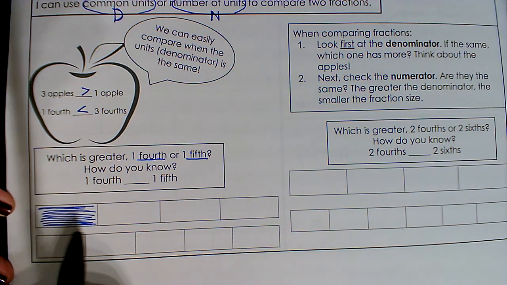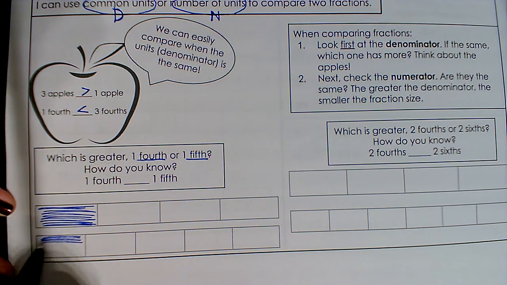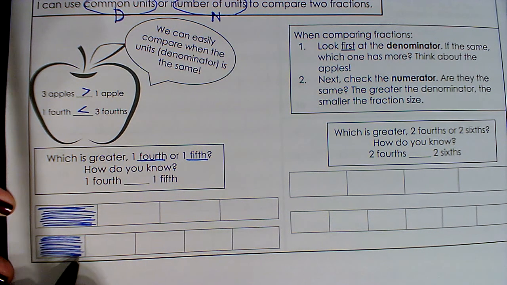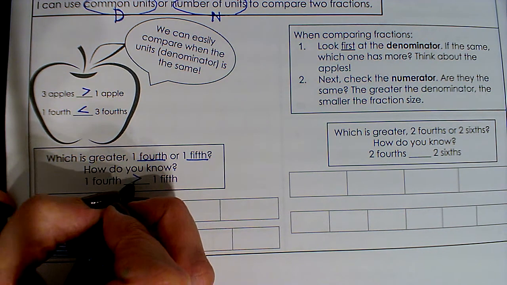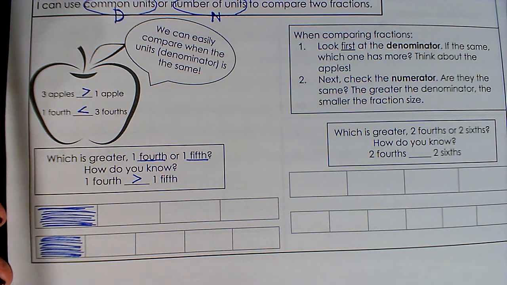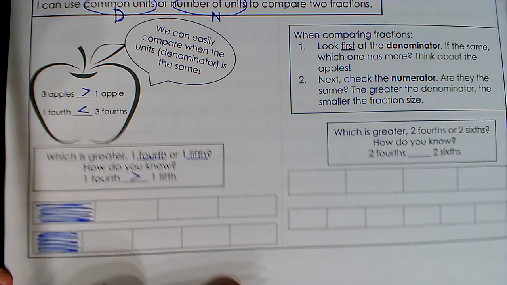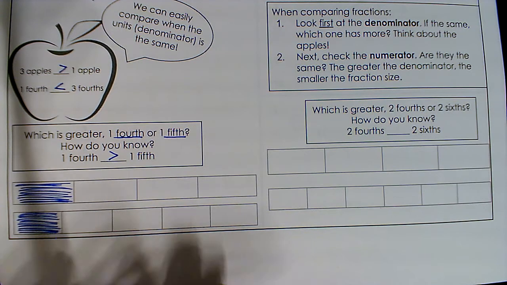Here you can see I have 1/4. And down here I have 1/5. So by looking at my tape diagram, I can tell that 1/4 is greater than 1/5. Remember, if I have 4 people over to share my brownies, I'm going to get a bigger piece than if I invited 5 people over to share the brownies. We have to make those pieces smaller.